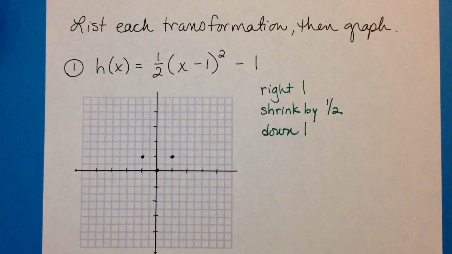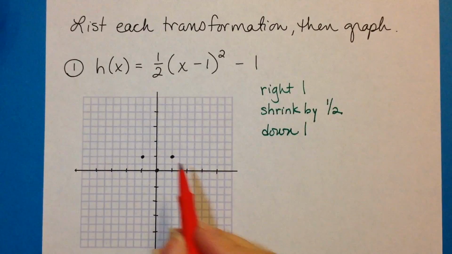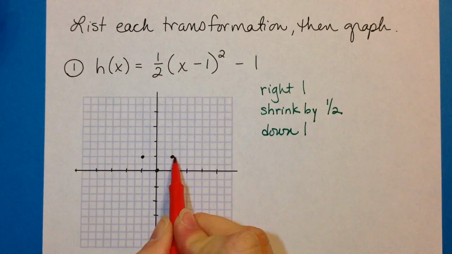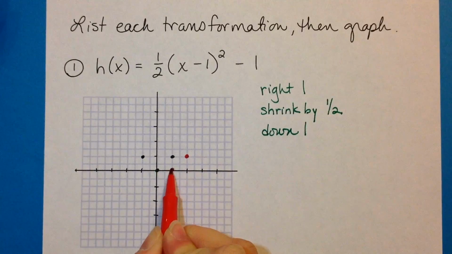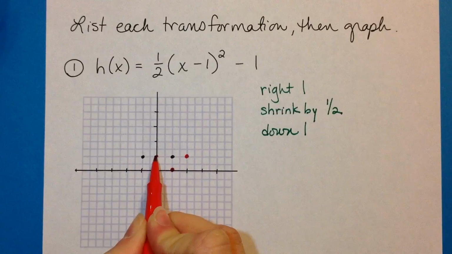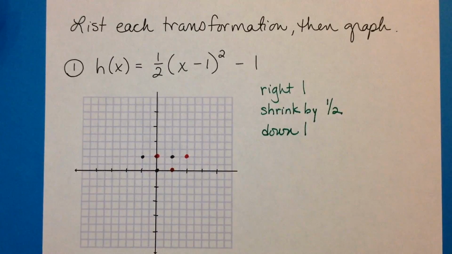I'm not going to connect anything up until I have the points for the final graph. So first thing I've got to do is take these 3 points and shift each one of those to the right 1. Okay, so if I'm going to shift to the right 1, let's just start with this one. So of course that would shift to here. This point would shift to here. And this point would shift to here. But again, I'm not going to connect them up because that's still not my final answer.